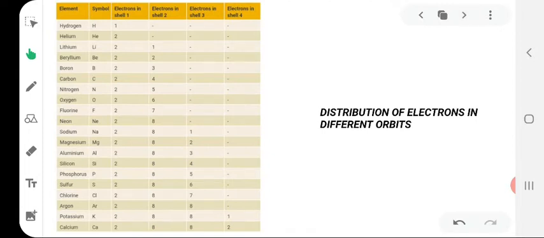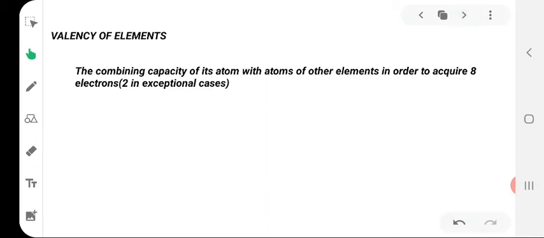The same thing can be understood in a tabulated form using this picture. Now the question arises, what is valency? We have understood the electronic configuration of the first couple of elements on the basis of Bohr-Bury scheme.